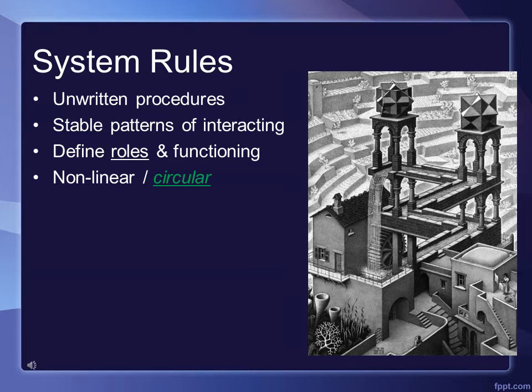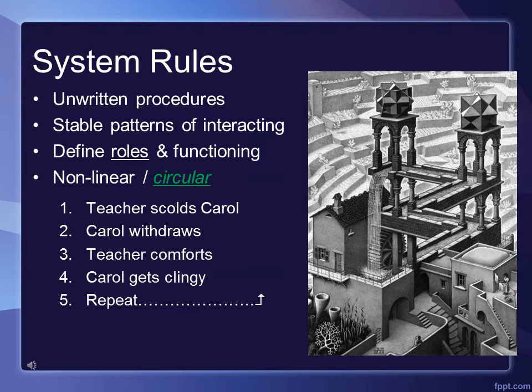Also, it notes down there that most system rules are not linear. It's not, well, if John does X, then Bill does Y. Instead, they're circular. They loop back around, and it's hard to know what started what. Sometimes in family therapy, we'll talk about circular causality, the idea that you don't know where something really began, what caused a specific symptom, because it could begin at a lot of different points and it loops back on itself.